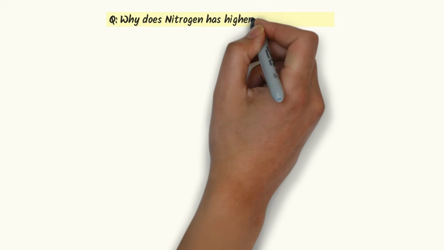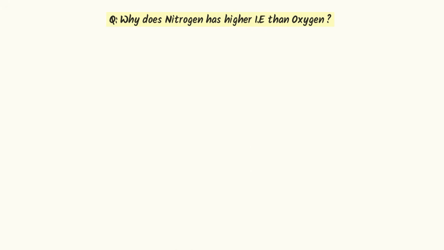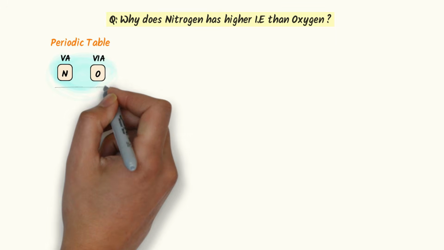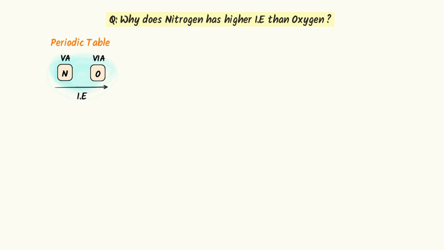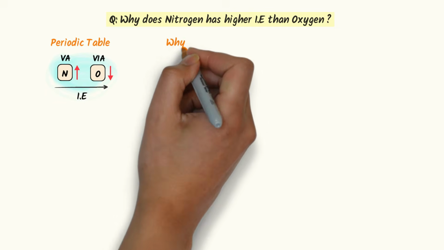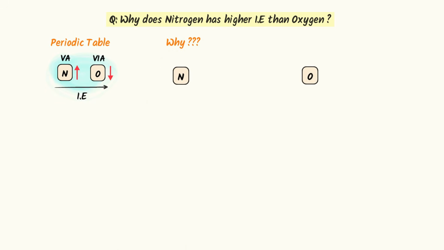Why does nitrogen have higher ionization energy than oxygen? We know that nitrogen is to the left of oxygen. So according to the general trend, oxygen should have higher ionization energy. But it doesn't. Nitrogen has higher ionization energy, and to understand why, you need to open the p orbitals and look inside. The p subshell has 3 orbitals. Nitrogen has 3 electrons in these orbitals.